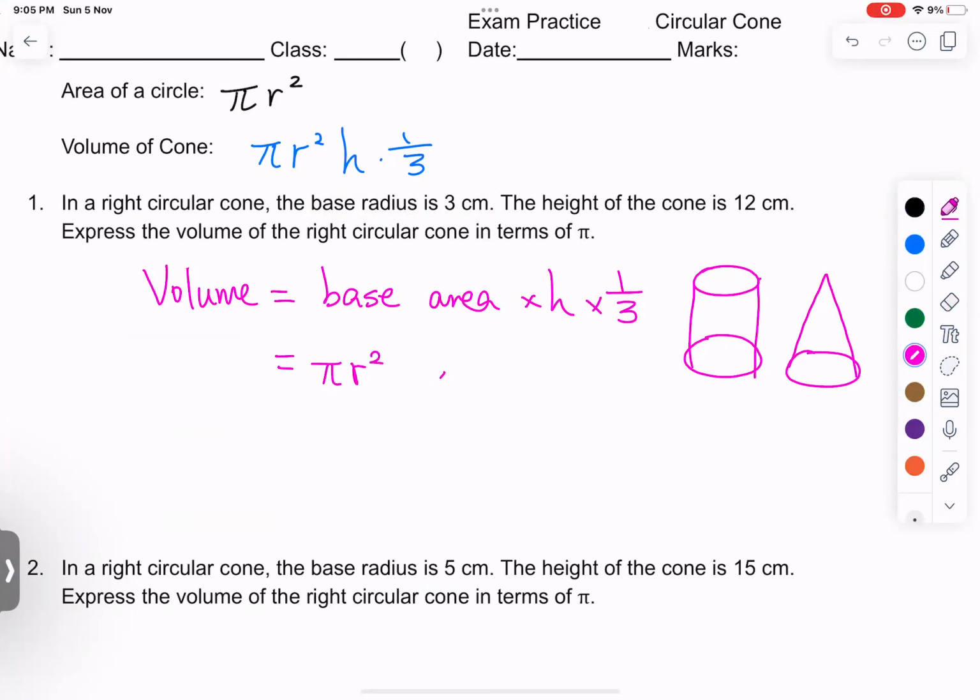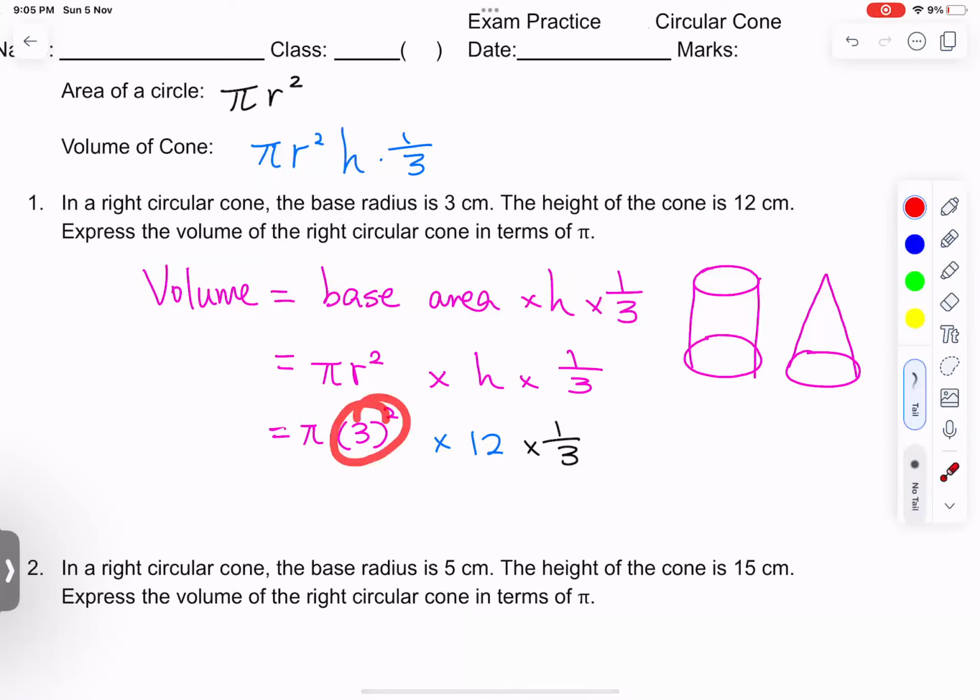Pi r square times height times 1 over 3, right? So radius is 3 now. Do we know our height? Yes. And then times 1 over 3. So what does this 3 square here mean? 3 square means 3 times 3, which is 9.